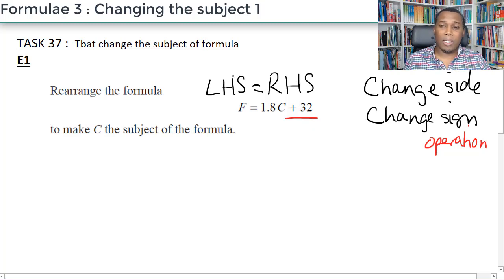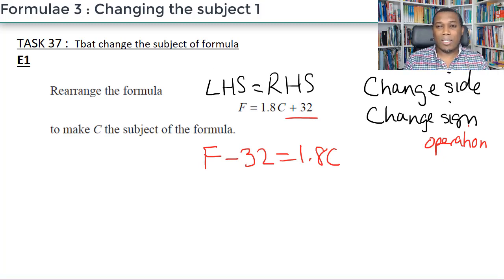So the equal sign is in the middle, and we have F to the left, and 1.8C plus 32 to the right. If I want C all by itself on the right-hand side, then plus 32 has to go onto the left-hand side. And the rule is if you change the side, you have to change the sign. So plus 32 on the right has to become minus 32 on the left. I can now write as my first line that F take away 32, F minus 32, is equal to 1.8C. What have I done? I've moved the plus 32 from the right-hand side to the left-hand side.